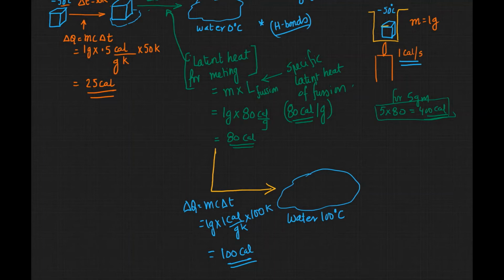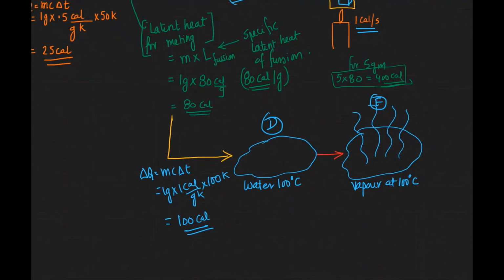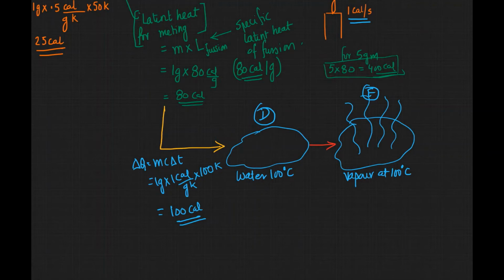And finally the water changes its state to become vapor. So this was D, and this is state E. Now here again we see that this is water and this is vapor at 100 degrees Celsius. So we see there is no change in temperature. It's just that the hydrogen bonds are breaking in the water, and they become vapor. The heat that needs to be given here is called latent heat of vaporization, and that's given by M into L vaporization.